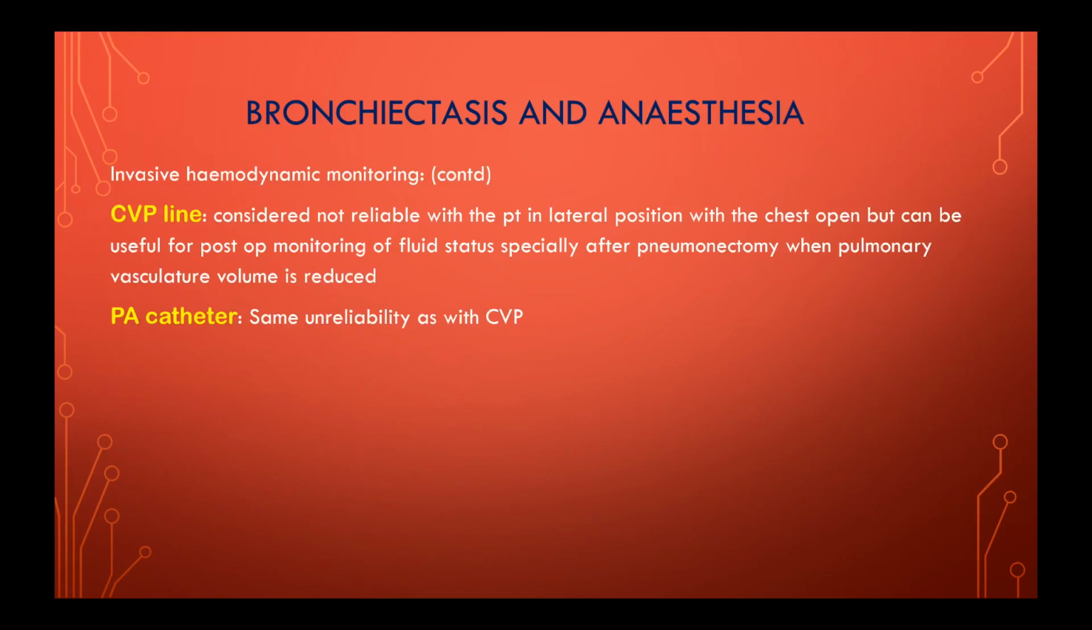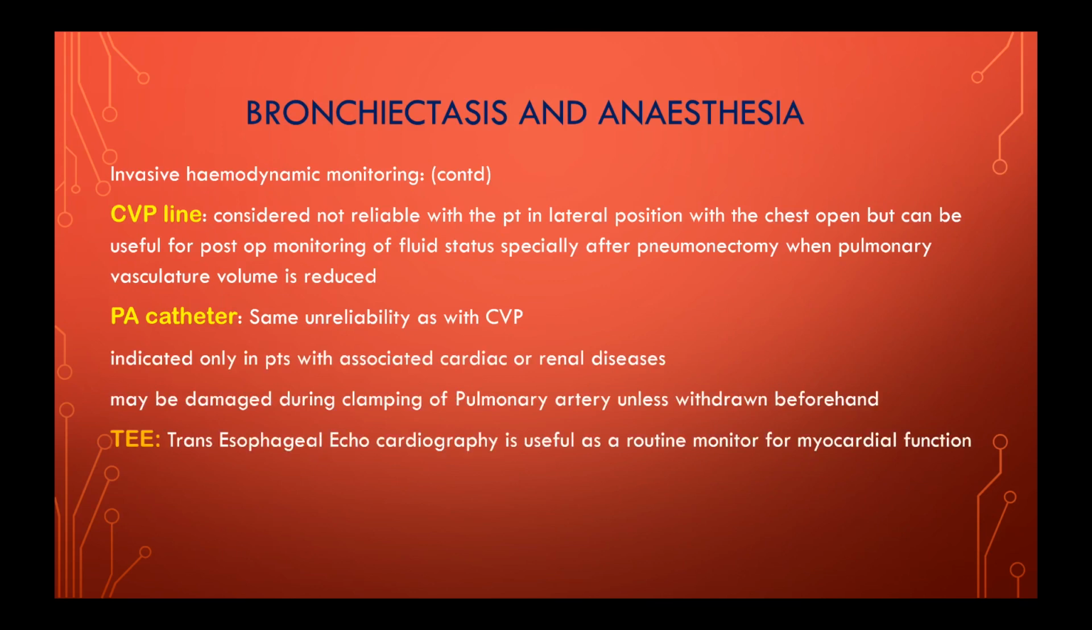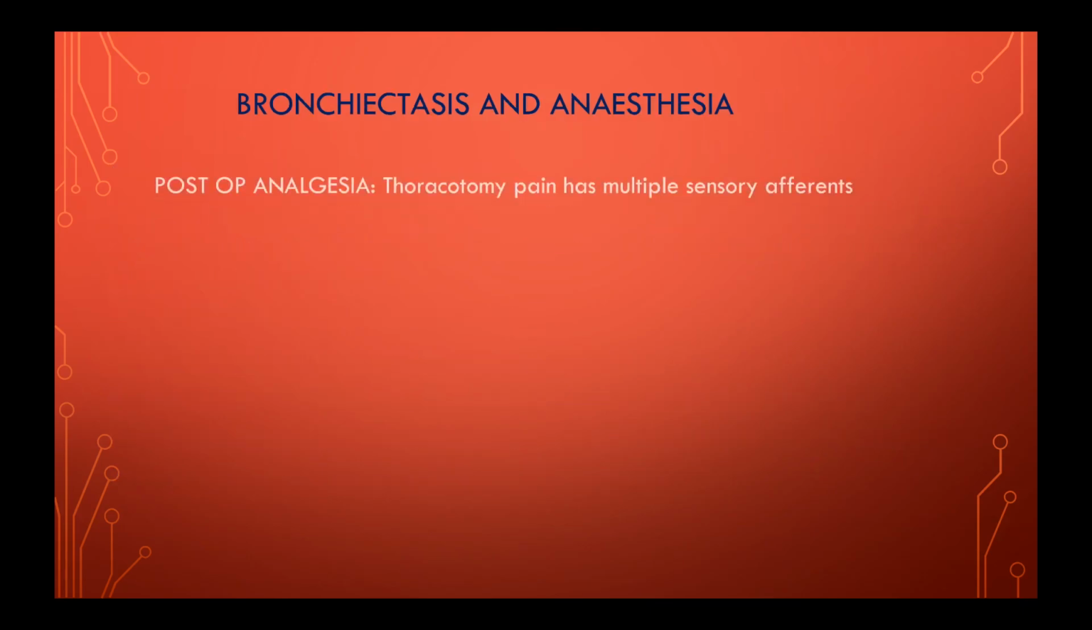And PA catheter is very unreliable and also it is likely to be damaged when it involves the entire lung. It is indicated only in patients associated with cardiac or renal diseases, and may be damaged during clamping of the pulmonary artery, as I said. Transesophageal echo is very useful as a routine monitor, especially if the myocardial function is compromised. It also helps in qualitative assessment of the right ventricular function, especially in pneumonectomy cases.